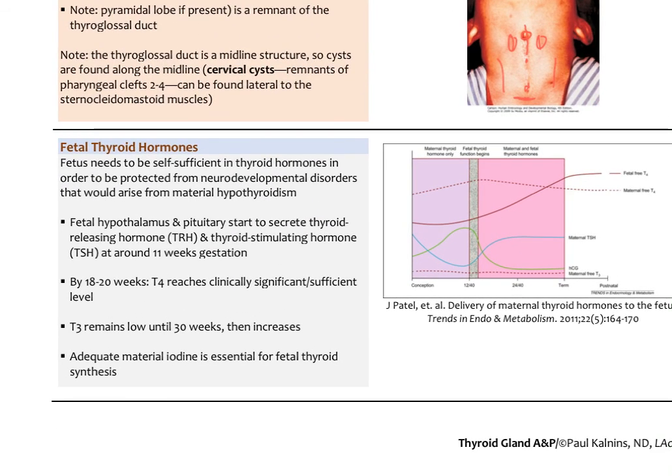The fetus needs to be self-sufficient with thyroid hormones in order to have proper brain and metabolic development, and also to protect itself, because if the mother has hypothyroidism, the fetus has to produce all those hormones on its own. So the fetal hypothalamus and pituitary start to secrete TRH, which we'll see is the signal the hypothalamus sends to the anterior pituitary to release TSH, and that happens around 11 weeks gestation. And then by week 18 to 20, the T4 reaches a clinically significant and sufficient level. So that's when the thyroid becomes autonomous in the fetus. T3, which is the active thyroid hormone, remains low until about 30 weeks of development, and then it increases. And obviously, the fetal thyroid needs adequate iodine to function.